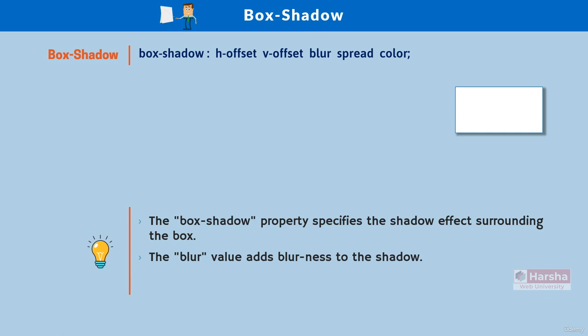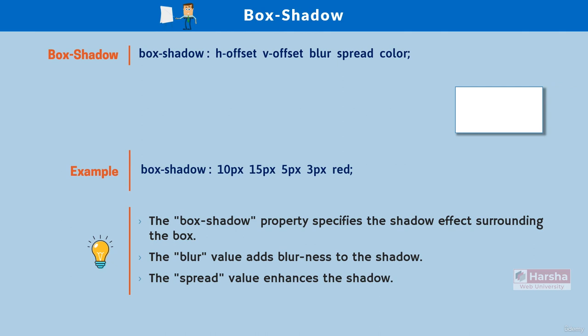The third value in the box shadow property is blur. By adding the blurriness, you can display the shadow with a blur effect. That means it is not a clear shadow. And the value called spread will enhance the area of the shadow. That means the shadow area will be increased.